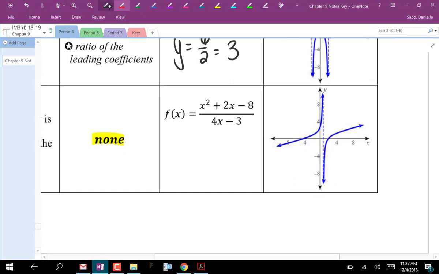What's the degree of the top of this guy? 2. What about the bottom? 1. And if you see here, the degree of the top is higher than the bottom, and that's why there is no horizontal asymptote. And you can look at your graph. There's no line that I can draw like this that stops the graph. You can see that.